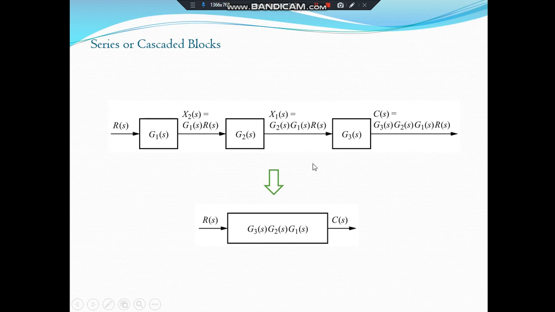We can replace this whole system consisting of three subsystems by a single block diagram, a single system having the transfer function G1 of S, G2 of S, and G3 of S, having input R of S and output C of S. The output of this system will be the same as the output of the above system. So this is the benefit of the block diagram technique, that we can reduce a multiple block or complicated system into a single block or single transfer function, and we will get the same output.